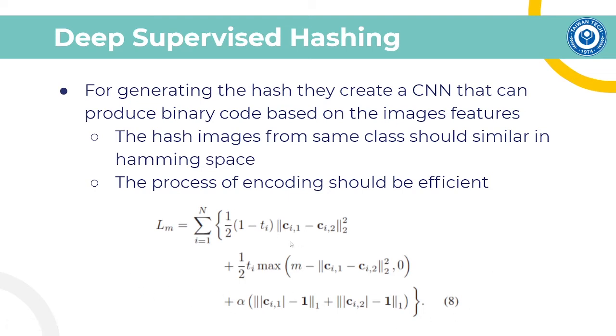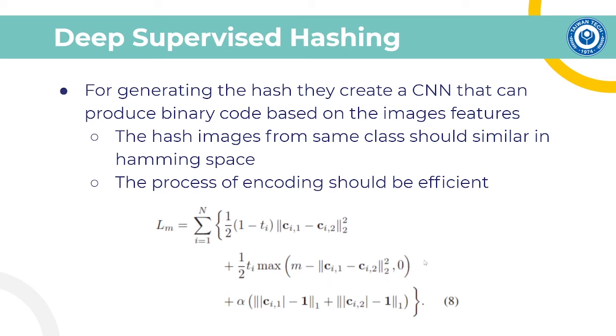For the provided hash code from the first image and second image, we can have a T element, and this T element, if the two images are from the same class, will be 0, and if they are from different classes, will be 1. And this section of the equation is the equation for the distance from the same class, and this second part of the equation is the equation for the different class.